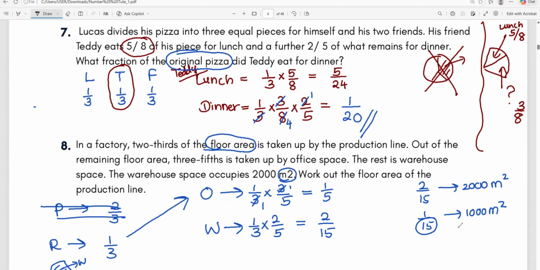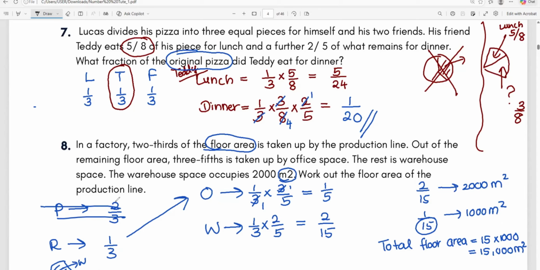The total floor area, multiply by 15. 15 times 1000, 15,000 square meters. What do they ask? Work out the floor area of the production line. Now this is the total floor area, not the production line area. How do we find the area of the production line?